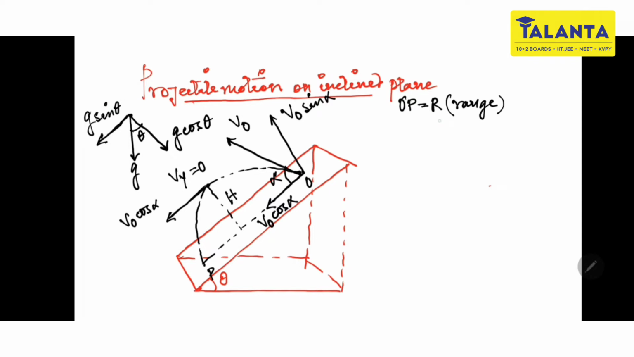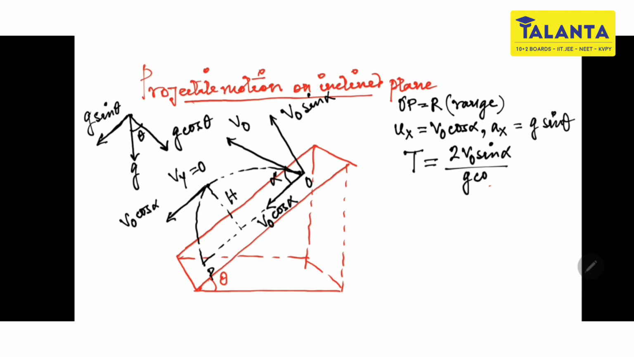So for the motion along x-axis in the interval O to P, here ux equals to v0 cos alpha, ax equals to g sin theta, and time of flight equals to 2v0 sin alpha by g cos theta. This is time of flight.